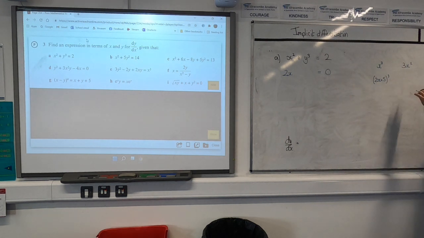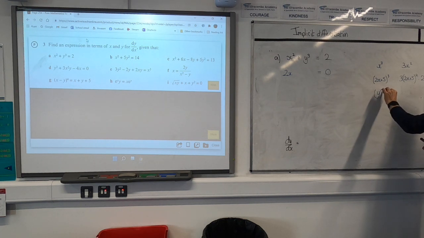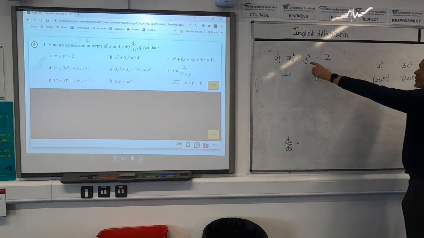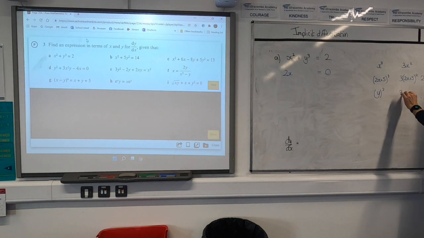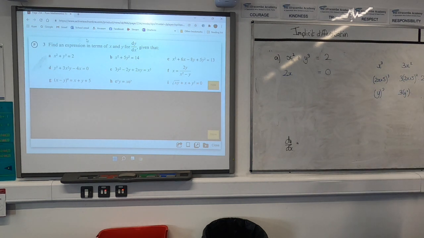We multiplied by the power, reduced the power by 1, and then multiplied by what you get when you differentiate the bracket. So I'm going to differentiate this in the same way. This isn't to do with x, just like this is to do with x, but it's not x, but I'm going to differentiate it using the chain rule. Multiply by the power, reduce the power by 1, and now multiply by what I get when I differentiate the bracket.